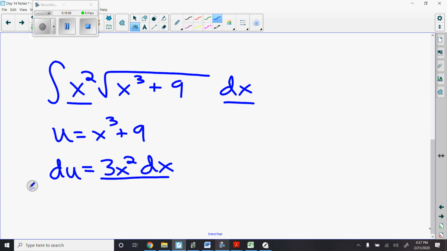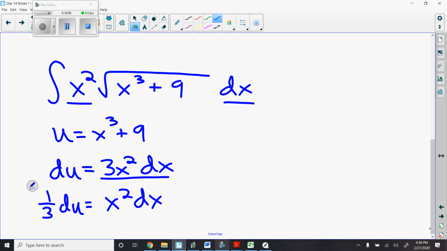So I just need to make an adjustment, and I can make that adjustment as long as it's just multiplying by a number, a coefficient. Right? So the question is, what number could I multiply 3x squared dx by to equal just x squared dx? Well, I would have to multiply by the number 1/3. So I'm just going to do that to both sides of this equation. 1/3 du equals 1/3 of 3x squared dx, which would just be, the 1/3 and the 3 would cancel to make 1x squared dx.